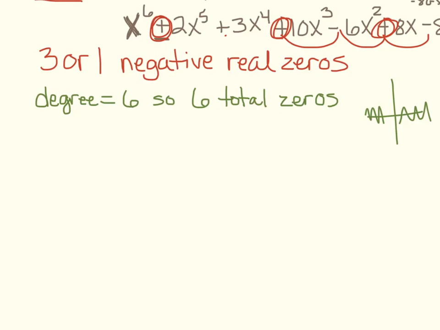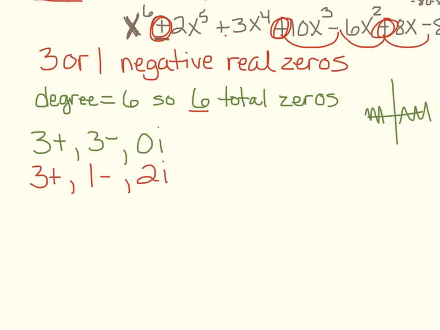So if I have 6 total zeros, and 3 of them could have been positive, and 3 of them could have been negative, then there would be 0 imaginaries, right? We're looking at all of our combinations. If 3 of them were positive and 1 of them was negative, then we'd have 3 and 1 makes 4. That leaves 2 left to be imaginary because there's 6 total.